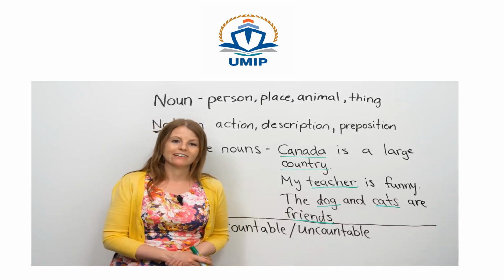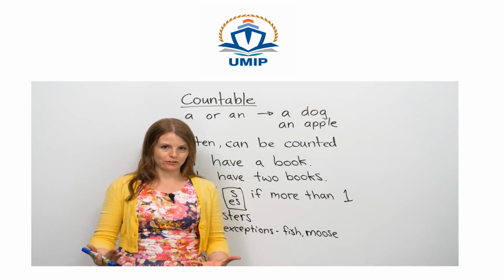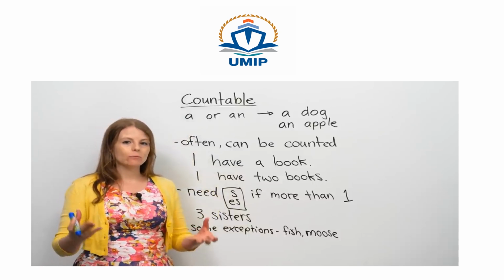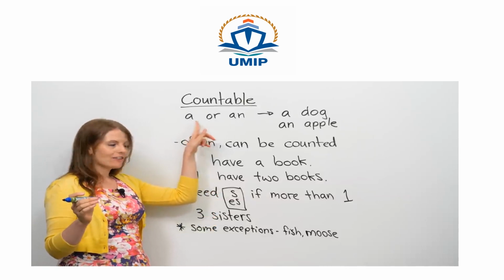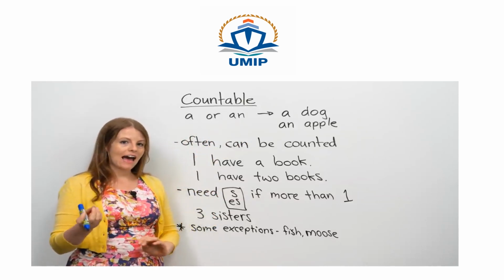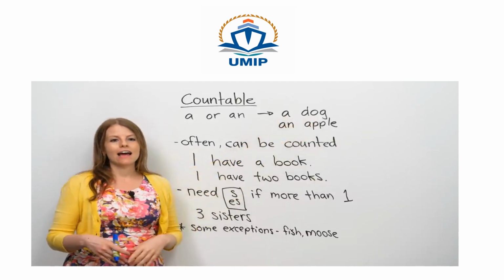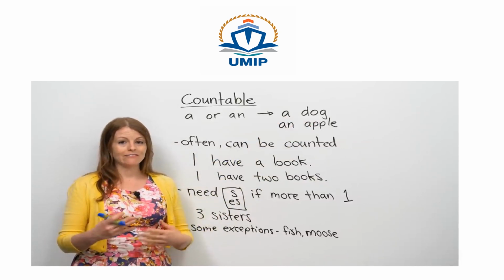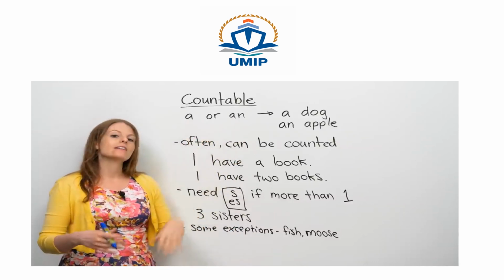So let's look at countable nouns first. The first thing you need to know with a countable noun is when we have a countable noun, we need to put an A or an an in front of it. So for example, I have a dog. I have a computer. I have a lamp. I have a chair. So notice I'm putting a in front of all of these.